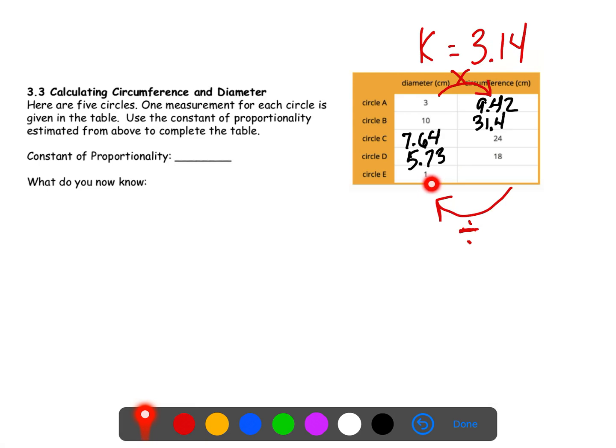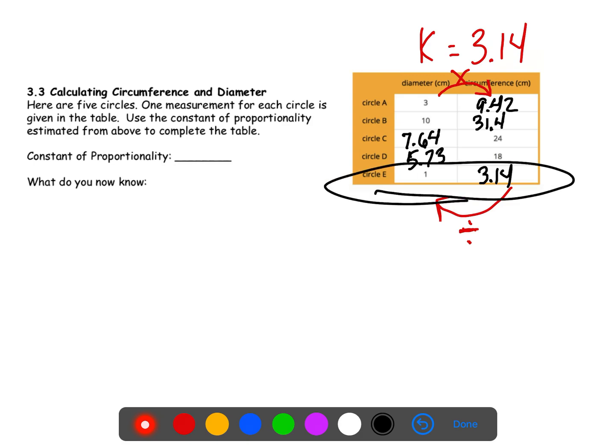And then this one should be obvious because we're comparing to one of something. 1 centimeter in the diameter, this is our unit rate, is going to be 3.14 centimeters of the circumference. Okay, that being our unit rate, which we've already talked about, gives us that constant of proportionality that we're rounding to 3.14. Okay, really, the constant of proportionality here is pi.